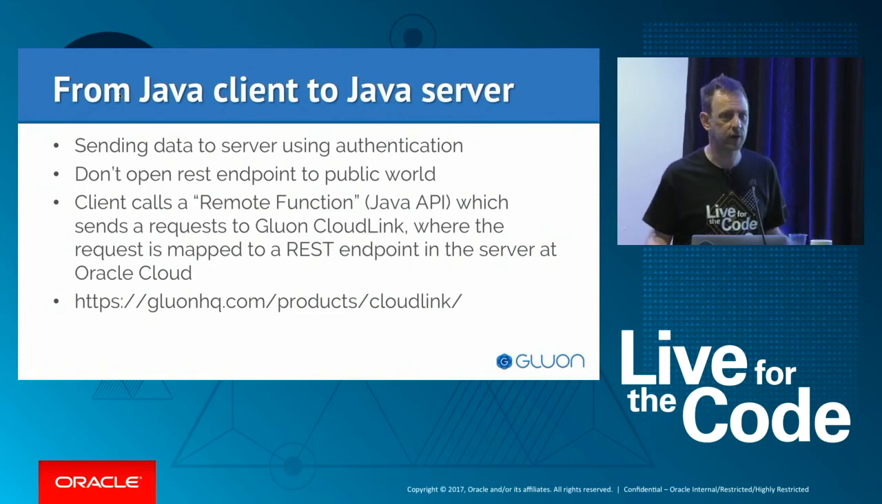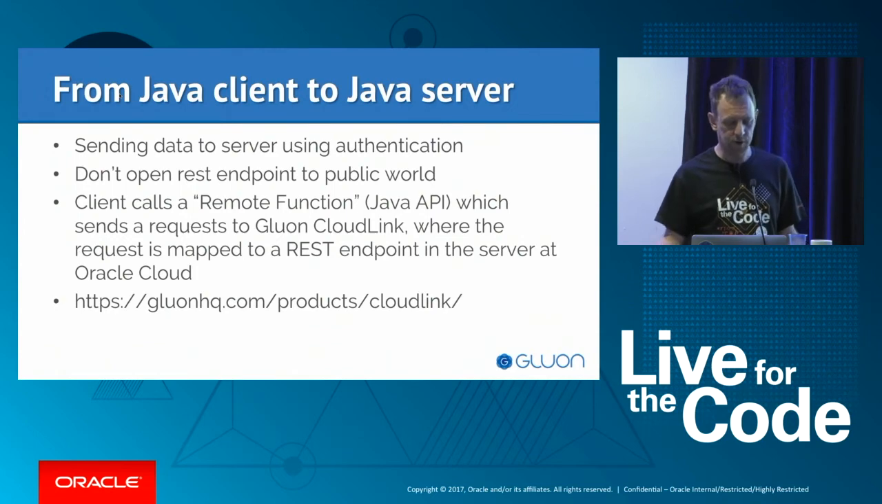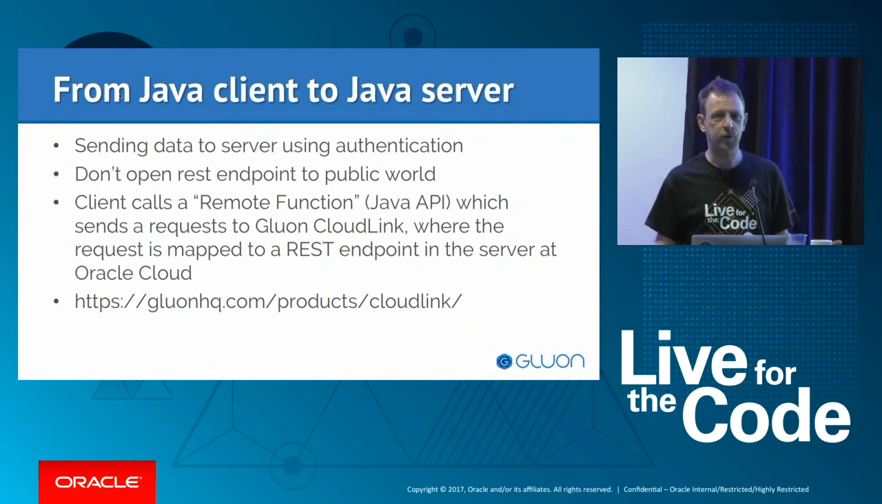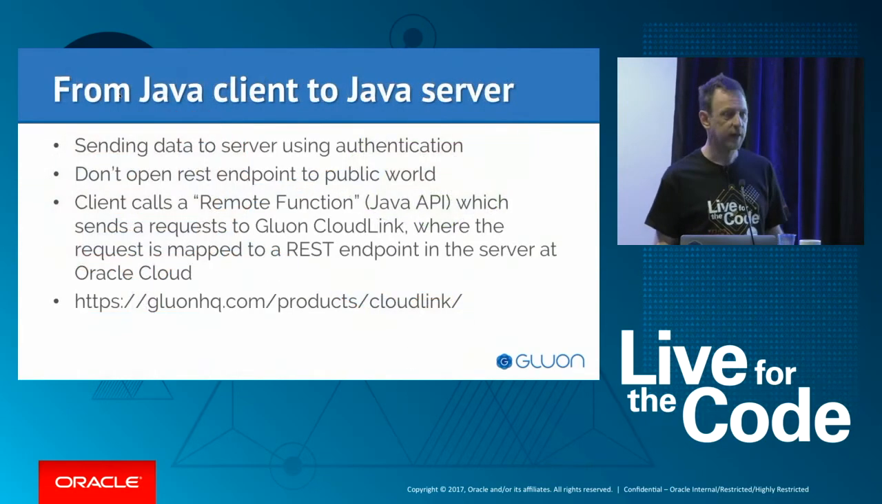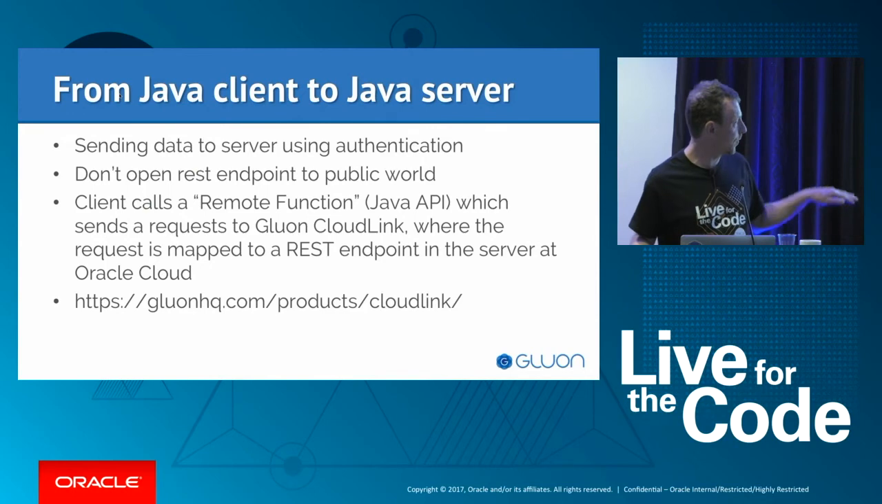And that is where, with the Gluon tools, we have something called a remote function. A remote function is a client-side object that will send a request to middleware. Our middleware is Gluon CloudLink, but there are other systems that do something similar. On that middleware, the request is mapped to a REST endpoint, and in this case, the REST endpoint is on the Oracle Cloud. If you want to know more about this principle, the link below will explain all the advantages and how you have to do this.